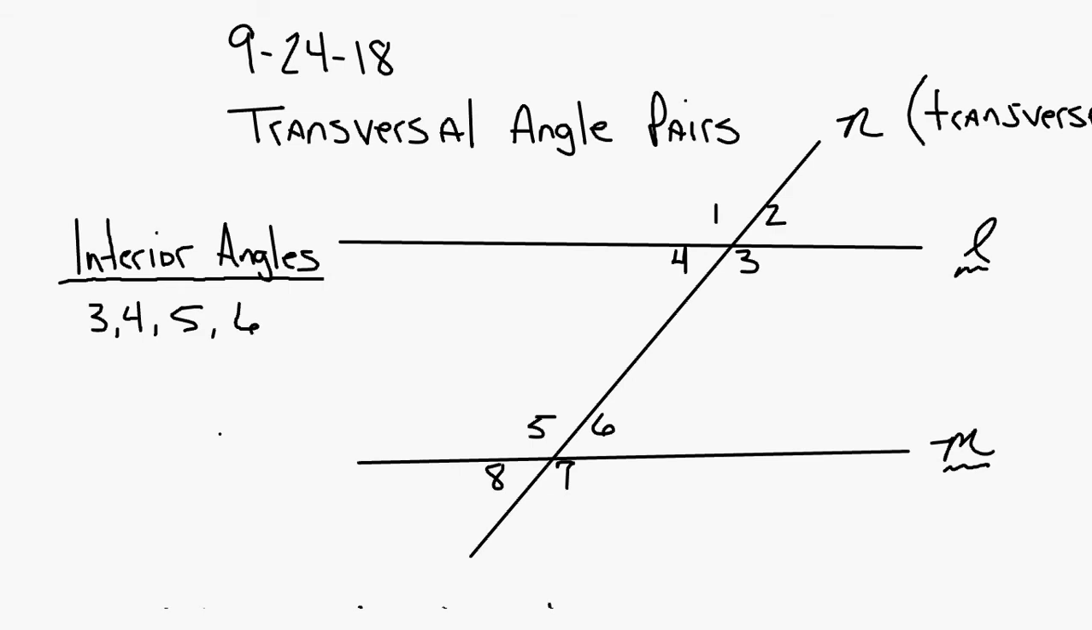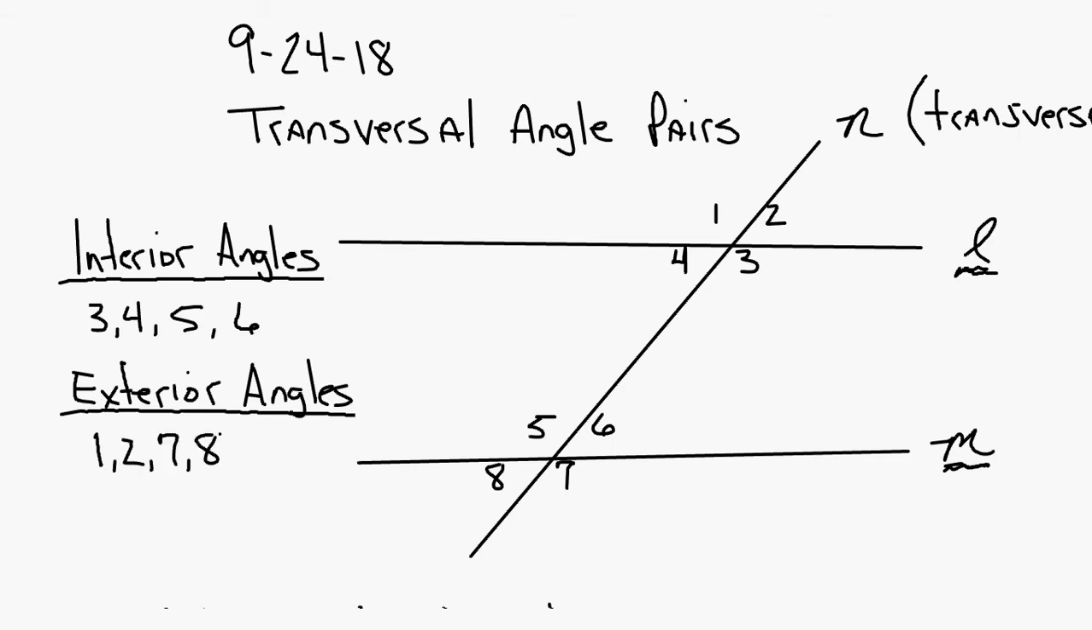Got some exterior angles. Exterior angles in this picture. Since 3, 4, 5, and 6 are interior because they lie between lines L and M, then angles 1, 2, 7, and 8 would be called exterior angles. So 1, 2, 7, and 8. Those are exterior angles. They lie in the exterior region of line L and line M.